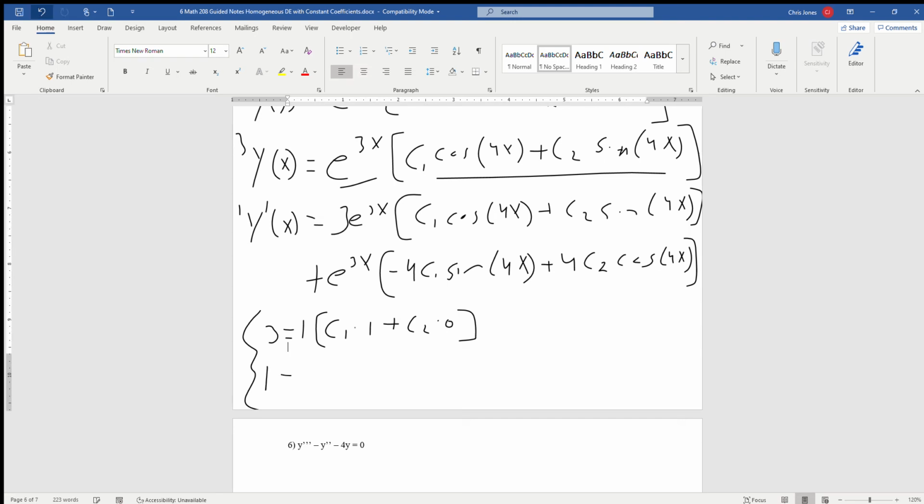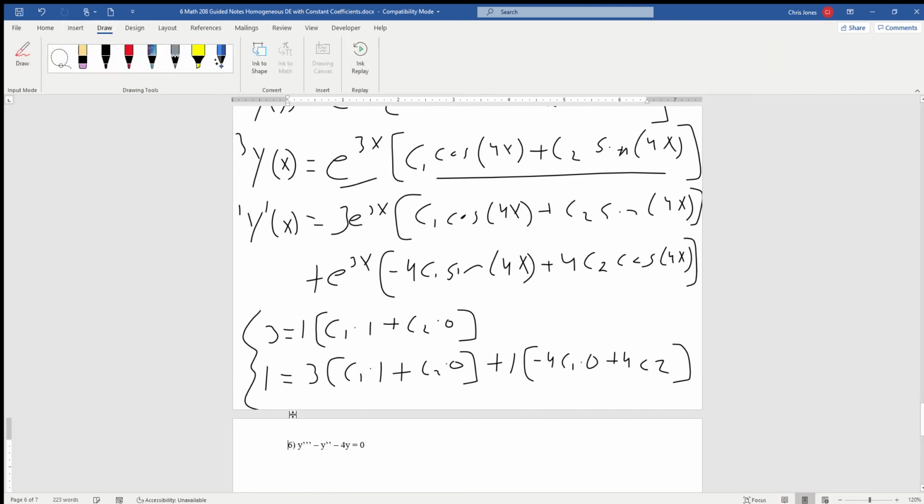And then we have 1 is going to be equal to 3 times 1. Okay, because that e to the 3x is going to go away. c1 cos 4x, so that's going to be c1 times 1 plus c2 times 0, plus 1 times negative 4 c1 times 0 plus 4 c2. Right? So again, all I did was substitute 0 back in for everything. I'm going to need just a little bit more space, so let's go ahead and find that.